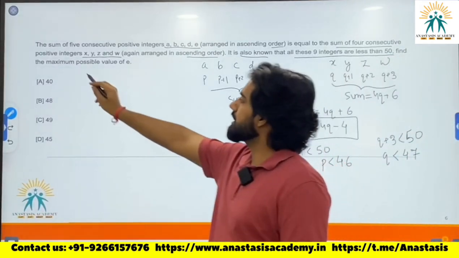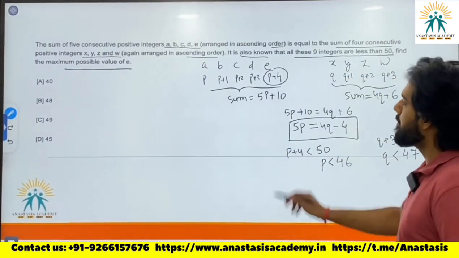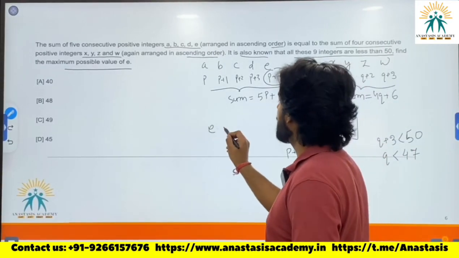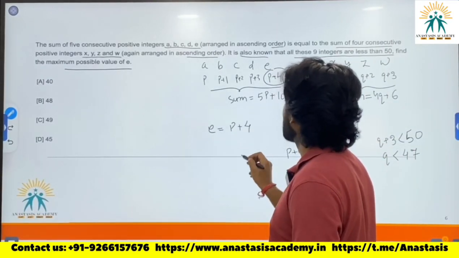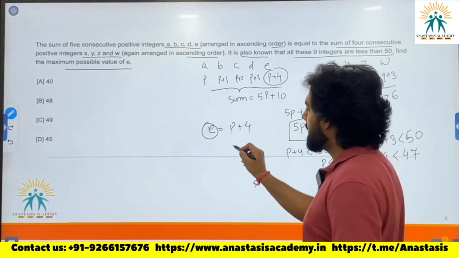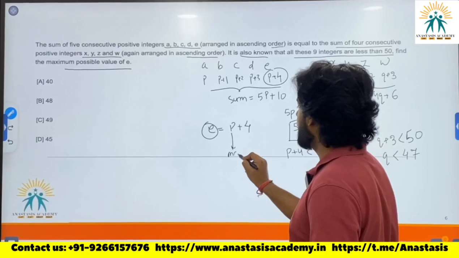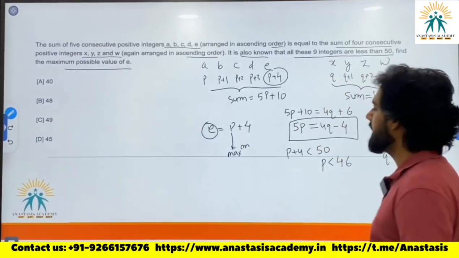Find the maximum possible value of e. I need to find the maximum value of e. So e is p plus 4. So for the maximum value of e, I need to maximize this number, this p. So I have to find the maximum value of p.